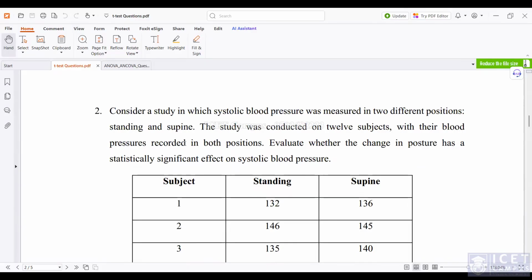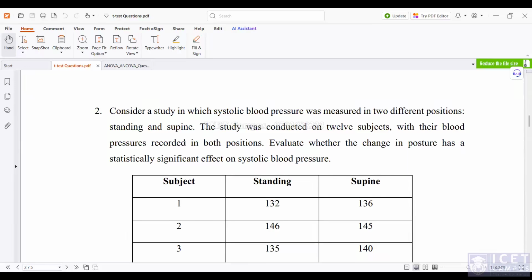Next question. Consider the study in which systolic blood pressure was measured in two different positions, standing and supine.